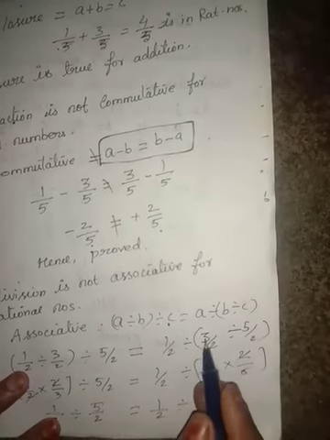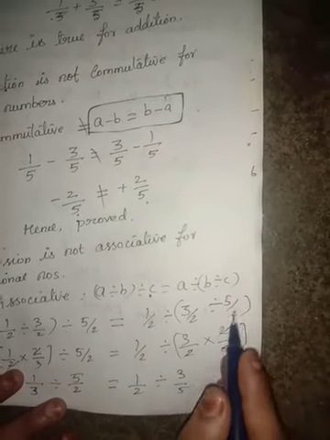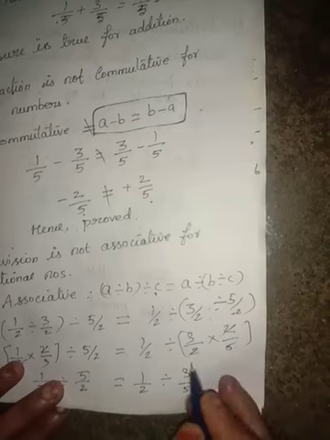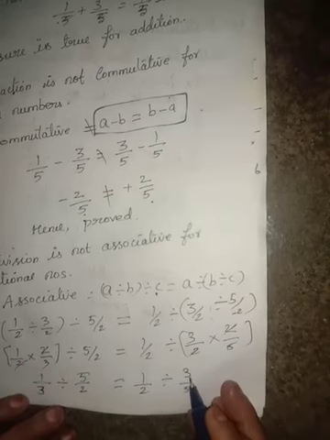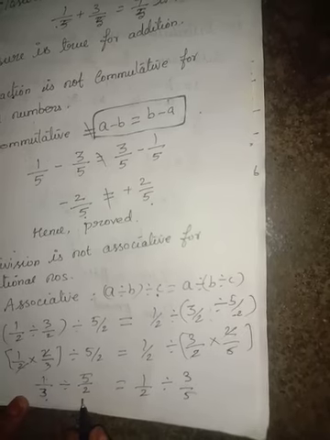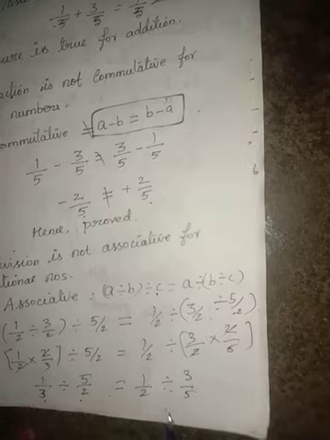1 by 2 divided by 3 by 2 divided by 5 by 2. So there, find the reciprocal of 5 by 2, we get 3 by 2 into 2 by 5. Simplifying the numerator and denominator, we get 3 by 5. On the left hand side, 1 by 3 divided by 5 by 2, that is equal to 1 by 2 divided by 3 by 4, 3 by 5.